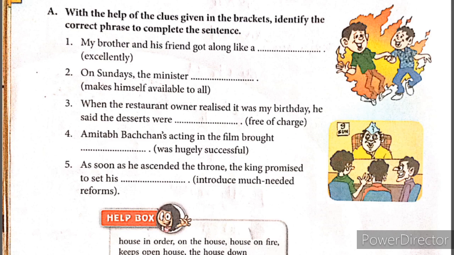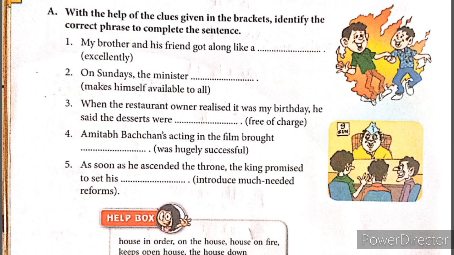So again I will tell: the first answer is house on fire. Second number answer, keeps open house. Third number, on the house. Fourth number, the house down. And the fifth number, house in order. I hope everyone marked. Now move to the second part.